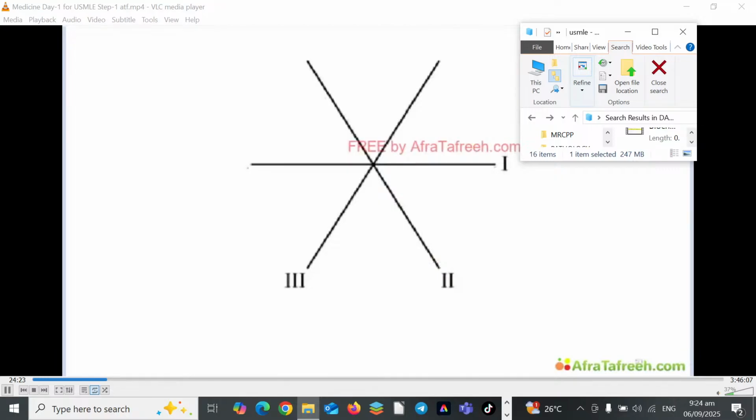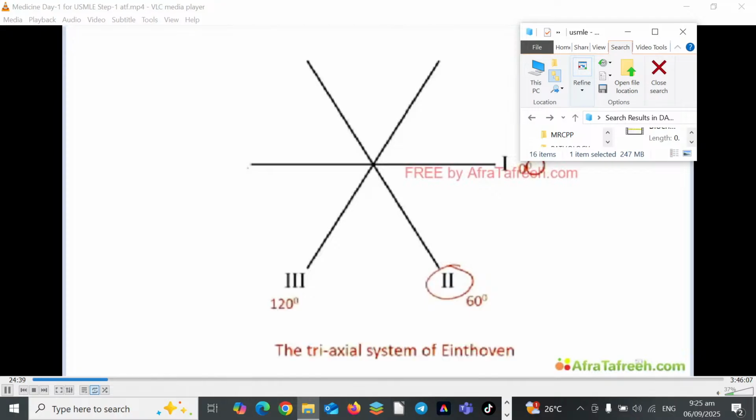So if this is 0 degrees, lead 2 would be what degrees? It is at 60 degrees to that, so it would be 60 degrees. And lead 3 would be 60 degrees to lead 2, and hence that would be 120 degrees. So this system is the triaxial system of Einthoven. Now if you notice this, anything that starts at 0 goes to the other side, this angle becomes 180 degrees.